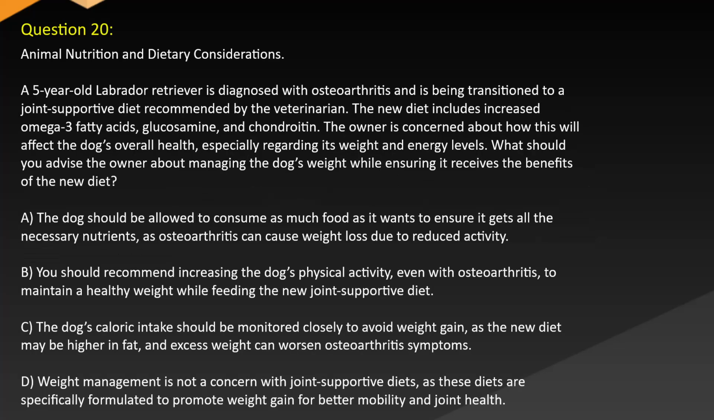Question 20. Animal nutrition and dietary considerations. A 5-year-old Labrador Retriever is diagnosed with osteoarthritis and is being transitioned to a joint supportive diet recommended by the veterinarian. The new diet includes increased omega-3 fatty acids, glucosamine, and chondroitin. The owner is concerned about how this will affect the dog's overall health, especially regarding its weight and energy levels. What should you advise the owner about managing the dog's weight while ensuring it receives the benefits of the new diet?